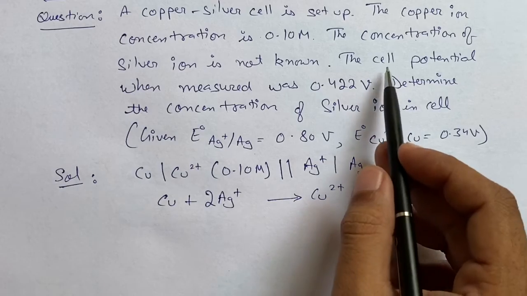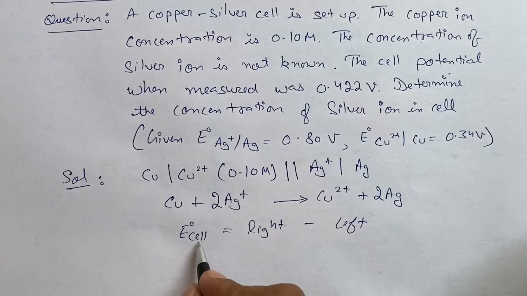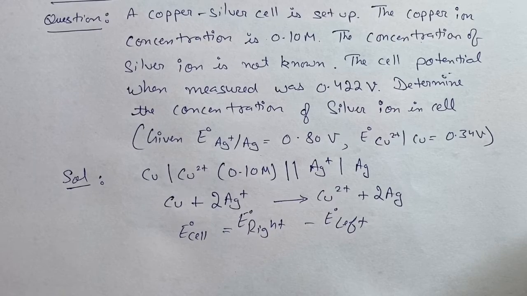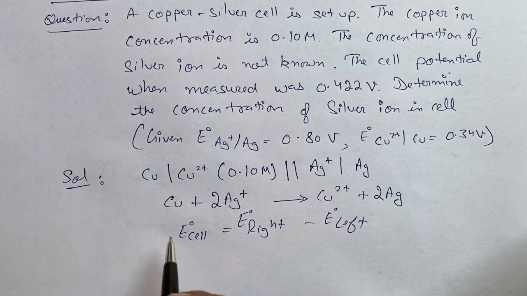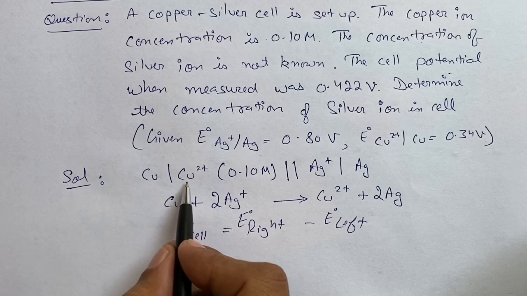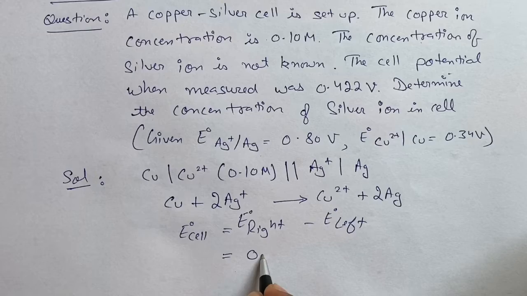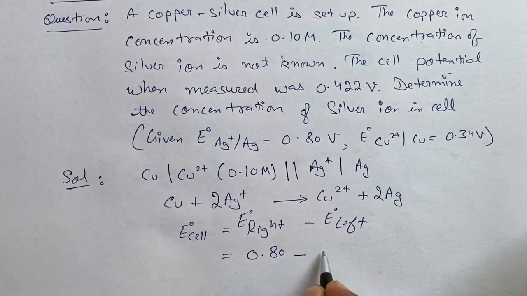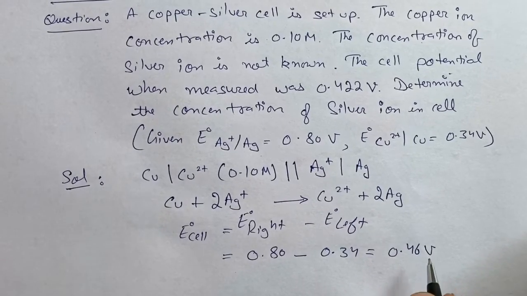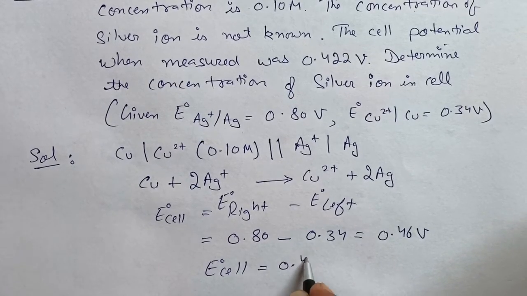As the cell potential, E cell, is given to us, you have to calculate the value of E naught cell using the formula E right minus E left. Now on the right-hand side of the equation Ag+ is given, on the left-hand side Cu2+ is given. So the right side value for Ag+ is 0.80 minus 0.34. It comes out to be 0.46 volt. The value of E naught cell comes out to be 0.46 volt.